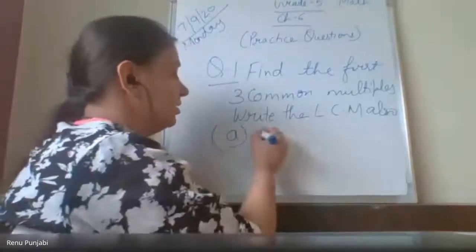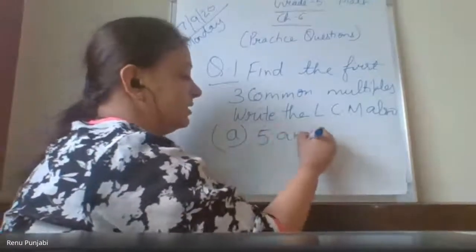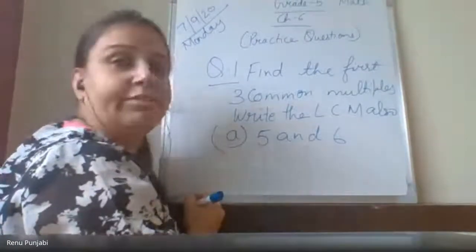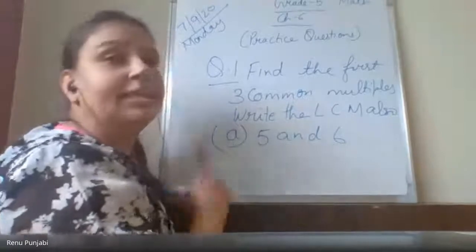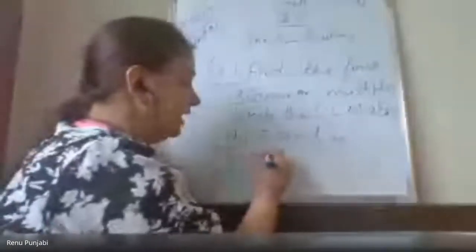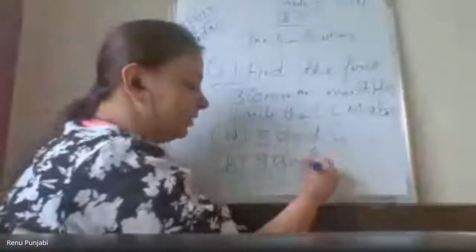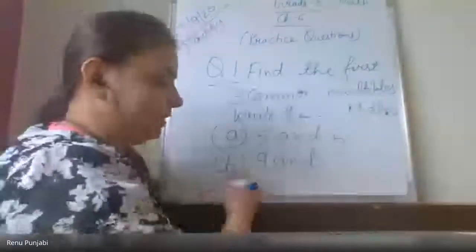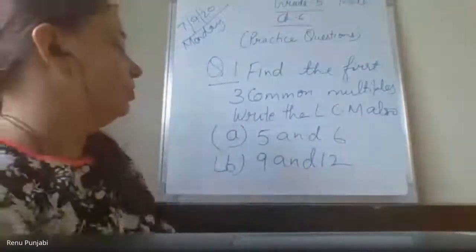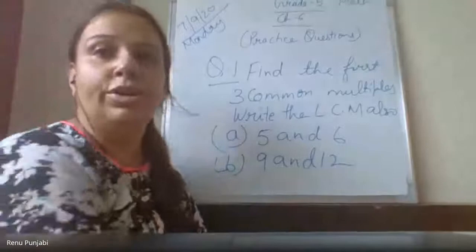First sum is 5 and 6. First, you have to write the three common multiples of 5 and 6 and find the LCM also. B sum is 9 and 12. Same. Find the first three common multiples of 9 and 12 and write the LCM also. Do this fast in your notebook.